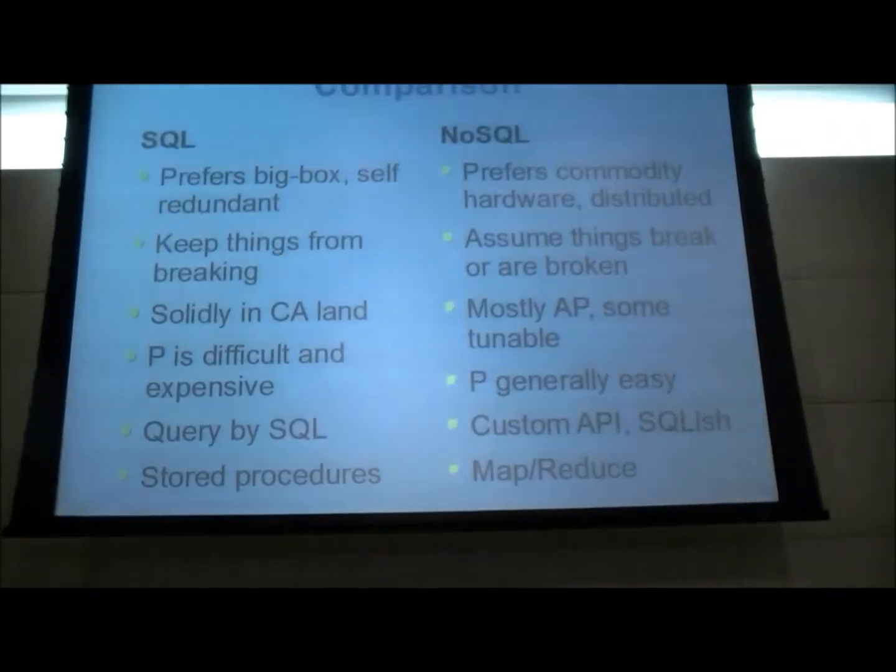So we're going to run through some comparisons. On the left-hand side is our SQL column, and on the right-hand side is the NoSQL column.